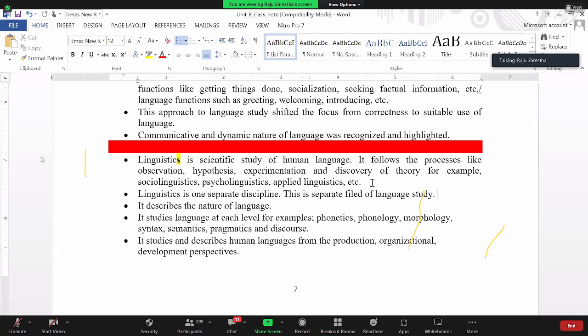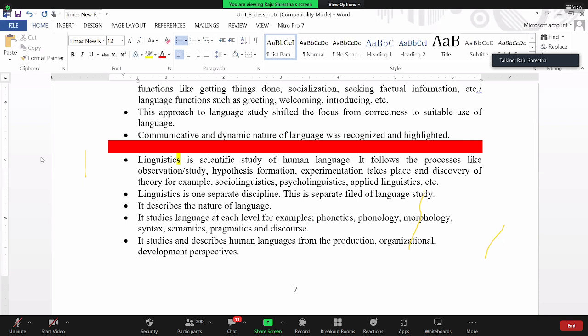This means it follows certain processes like observation or study. Observation गर्छ अथवा study गर्छ, अध्ययन गर्छ. Then hypothesis formation हुन्छ. त्यसपछि experimentation takes place, परीक्षण हुन्छ. And then discovery of theory, for example sociolinguistic theory, psycholinguistic theory, applied linguistic theory, etc. And linguistics is one separate discipline we understand.